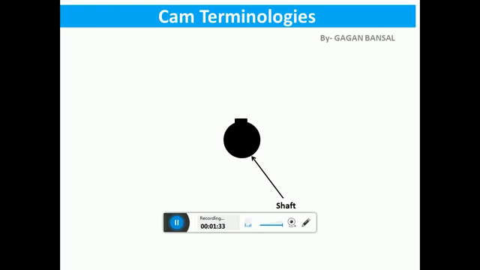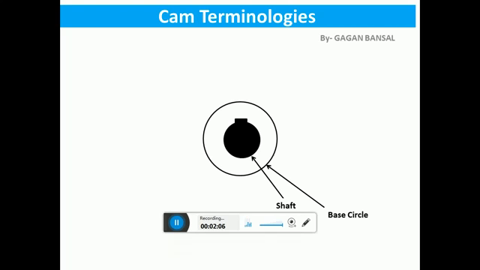Then what is a base circle? It is the smallest circle drawn from the center of rotation of the cam, forming a part of the cam profile. The radius of this circle is called the least radius of the cam. As you can see from the figure, it is the smallest circle that is drawn, which is known as the base circle.